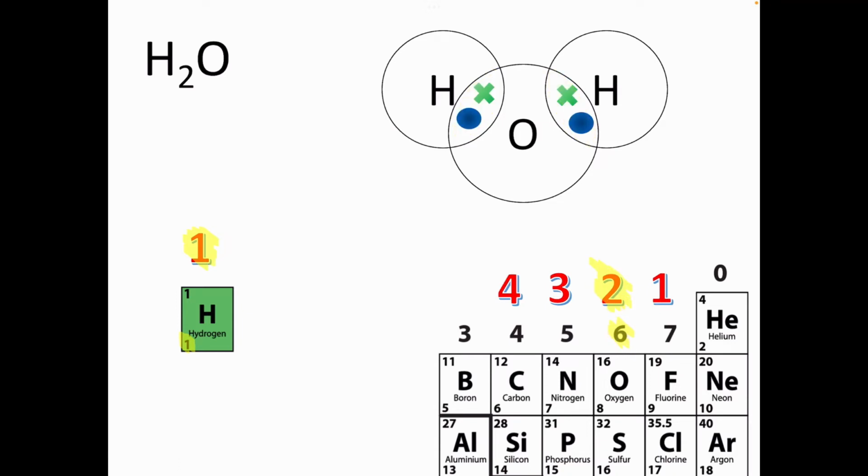I then have the rest of the electrons to put on the outside of the oxygen. So I put my 4 there. Now if I check, I have 6 dots and 2 of them are shared, and in total the oxygen can have 8 in its outer shell. So that is its dot and cross diagram.